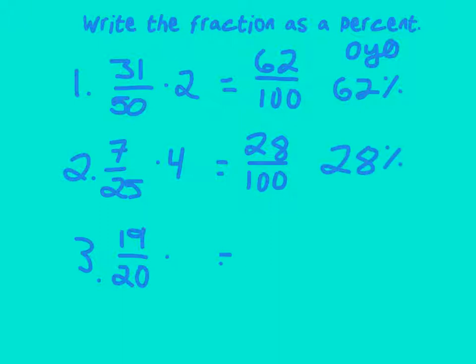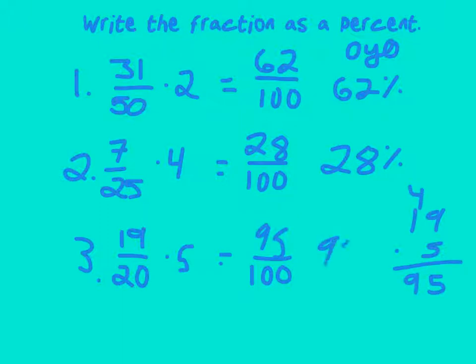Number 3, you multiply by 5. And 20 times 5 gives you 100. And 19 times 5 is going to be 95. And so this is going to be 95%.